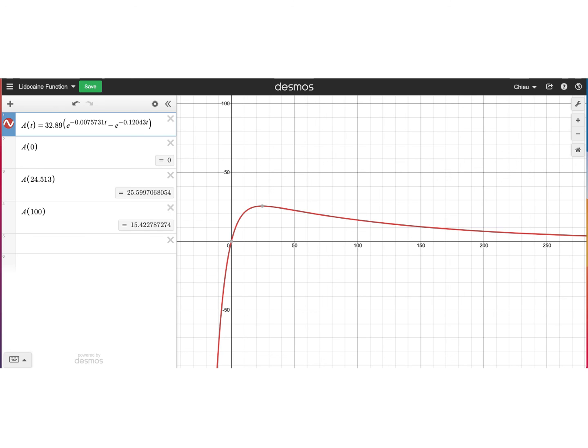So here we have a graph of that lidocaine function. This equation is graphed for us over time measured in minutes. So we can see what the function looks like between 0 minutes all the way past 250 minutes. But if we focus in on 24.5 minutes, which is this point right here, and 100 minutes, which is this point here, I'll call this point A and point B, we can see that between point A and point B, over this interval, the function, and I'll use green here, is decreasing.